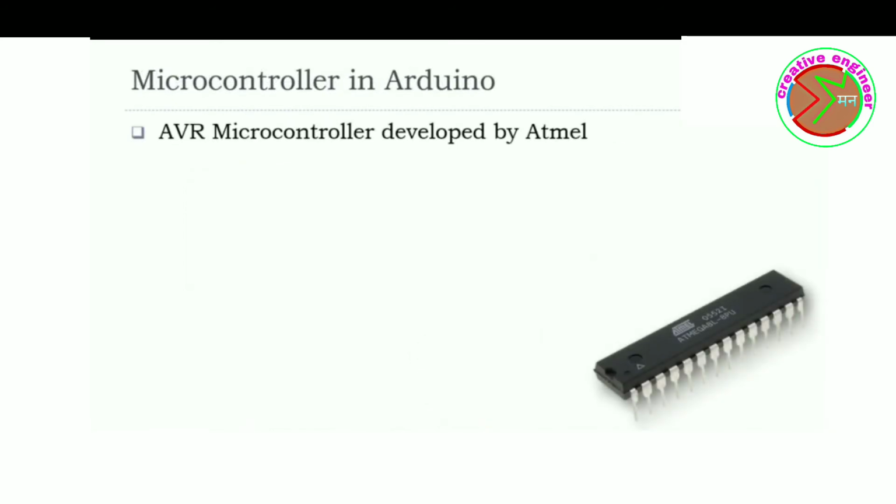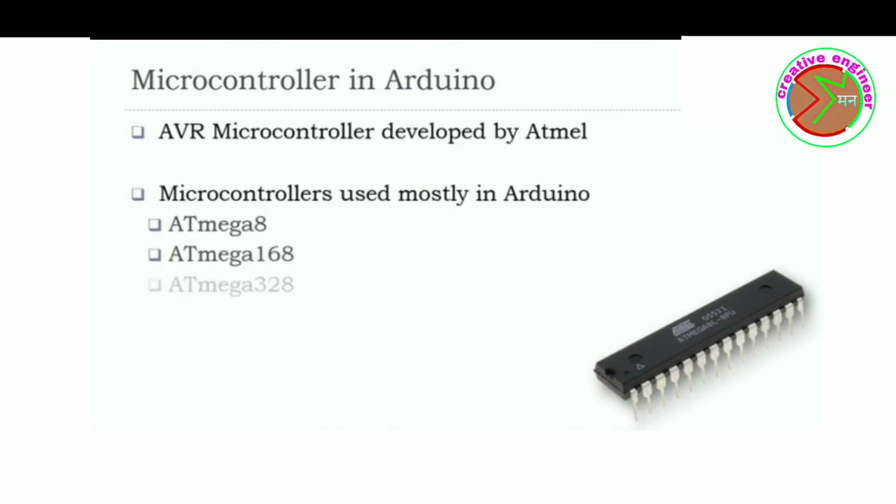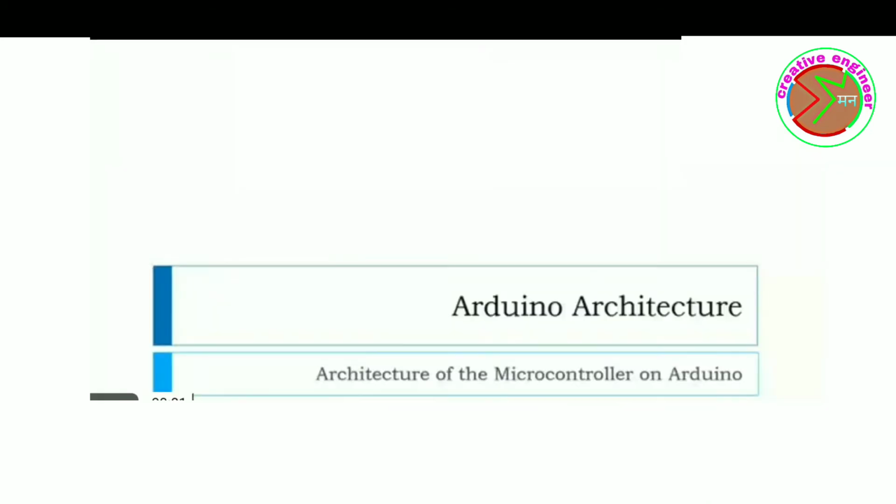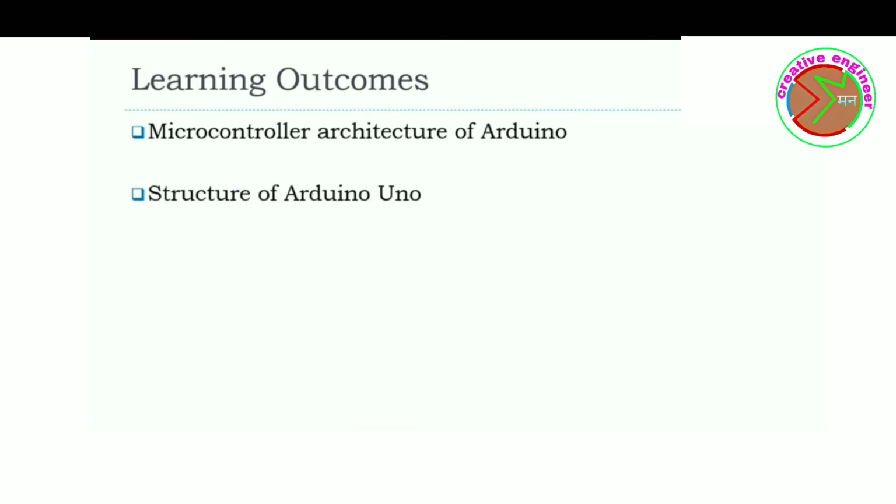Arduino boards mostly use the Mega series of AVR microcontrollers, which were developed by Atmel. These are 8-bit microcontrollers, with on-chip flash memory. ATmega 168 and ATmega 328 are primarily used in the Arduino boards. The architecture of the Arduino board. In this video, you will learn about the architecture of the microcontroller on the Arduino, and the structure of the Arduino board.